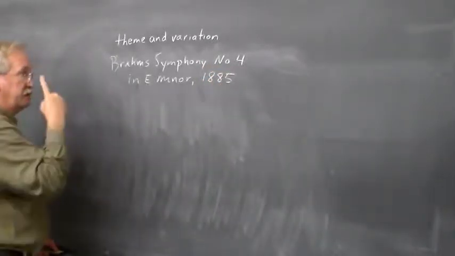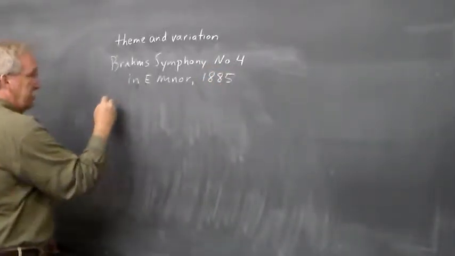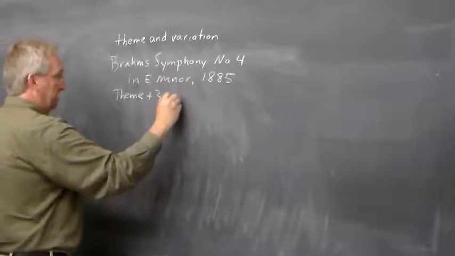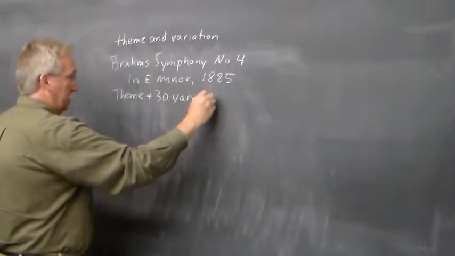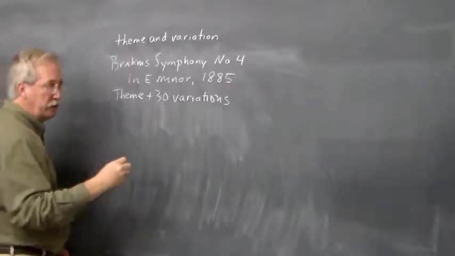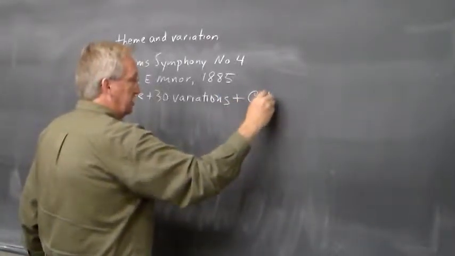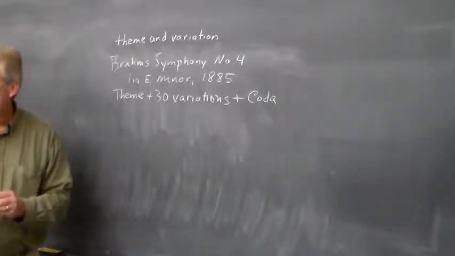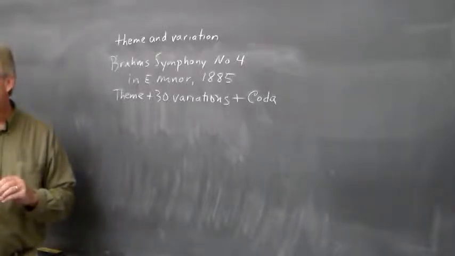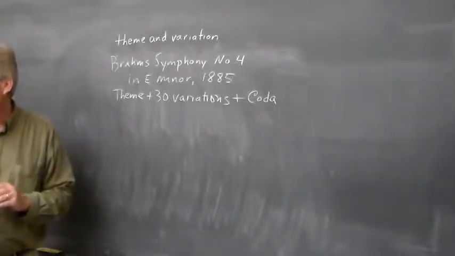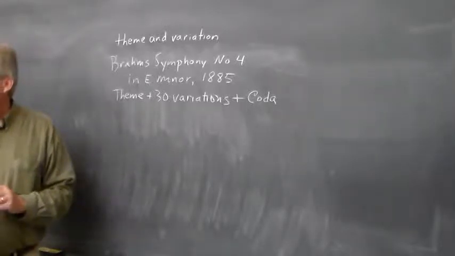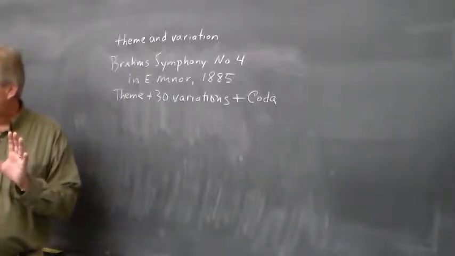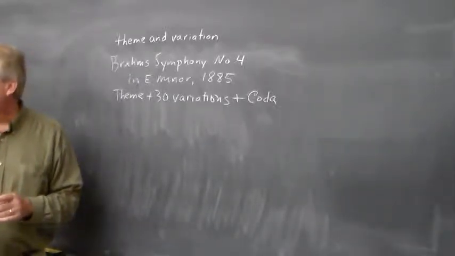So 1885 is the date of composition. What we're going to see is a theme and 30 variations plus a coda. And it exhibits characteristics of the two Baroque types of theme and variation that I talked about last time, Passacaglia and Chaconne. So the way that the theme itself is presented sounds like a Chaconne, because you'll hear this chord progression and you'll hear just one chord per measure.